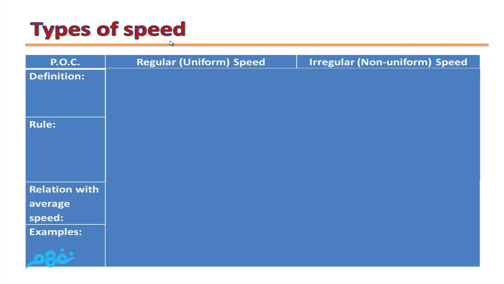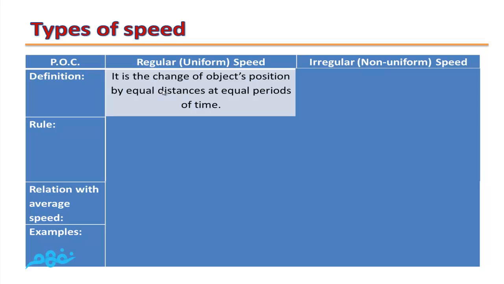Types of speed. We have two types of speed: regular speed and irregular speed, or we can say uniform speed and non-uniform speed. The first point of comparison is the definition. What's meant by regular speed? It is the change of object position by equal distances at equal periods of time.